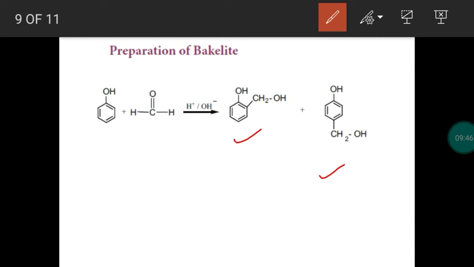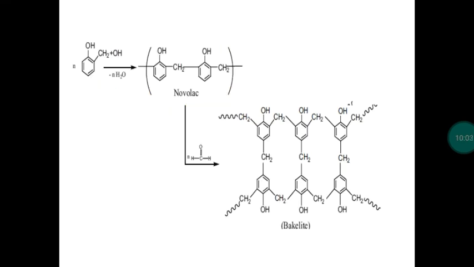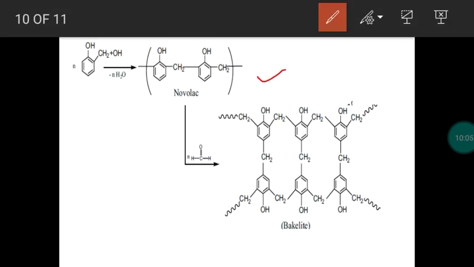Again, these two substances will combine with phenol. The formed ortho and para-hydroxymethylphenols will combine with phenol. It forms a linear polymer called novolac. Again, with the phenol, it produces the linear polymer called novolac. For preparing a cross-linked polymer bakelite, we are adding formaldehyde again. With the linear polymer novolac, we add formaldehyde, we get a cross-linked polymer bakelite.